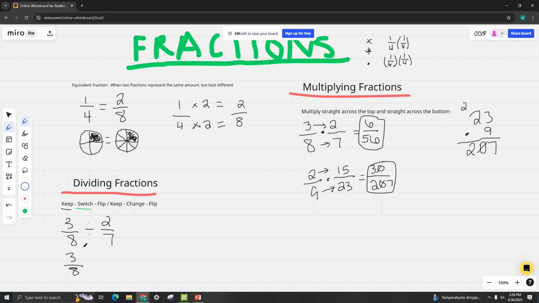So then we switch. We're going to switch our operator, or change our operator, if you will. We're going to switch our operator from division to multiplication, and then we are going to flip our second fraction. We're going to flip our second fraction. So 2/7 will flip to 7/2. This is also taking the reciprocal. So 7/2 is the reciprocal. It's the flipped version.